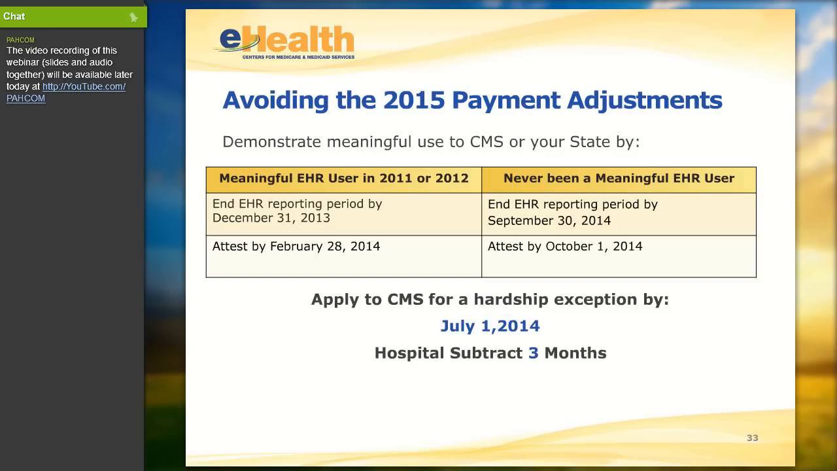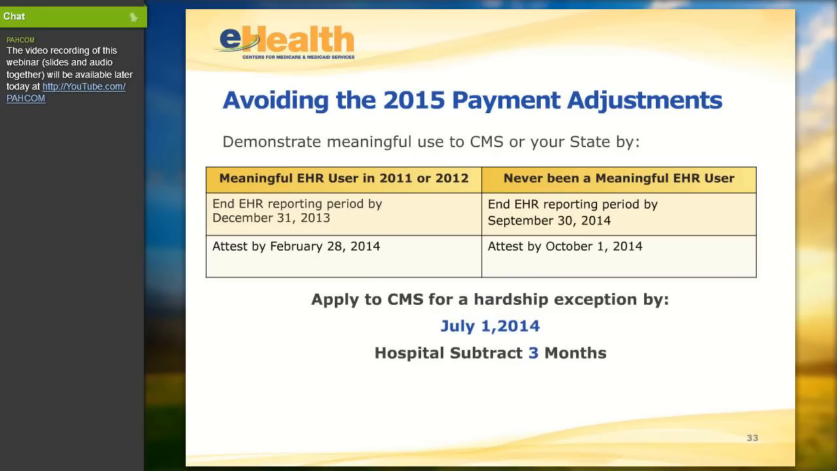If you've never been a meaningful user before, meaning that you will be a meaningful user this year in 2013 or a meaningful user in 2014, then you need to attest by no later than October 1st of 2014, which means that you need to have an EHR reporting period by September 30th of 2014. And essentially this gives us a 3-month grace period in which to process your attestation and make sure that you are not assessed any payment adjustment beginning in 2015.